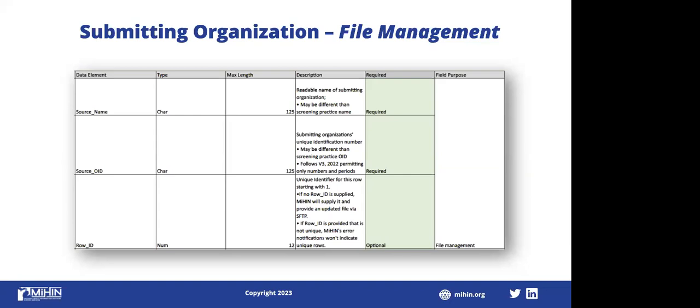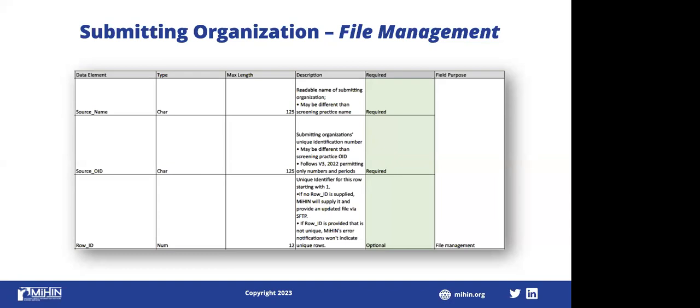Submitting organizations should include the source name, source OID or organization ID, and row IDs. Some important notes here are that the source name can be different from the screening organization itself. So for example, organizations that are sending in SDOH data on behalf of multiple practices. The row ID should be numbered in numerical ascending order, such as 2, 3, 4, 5, and 6. You'll notice that this is an optional field, and in cases that row IDs are not provided, MiHIN will assign them when it receives the file.